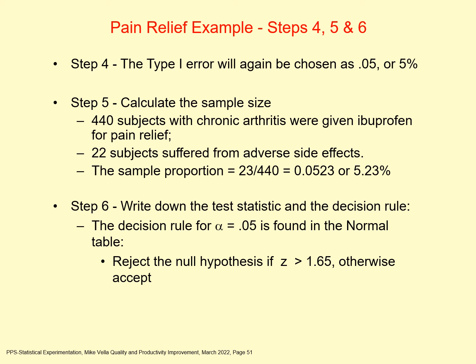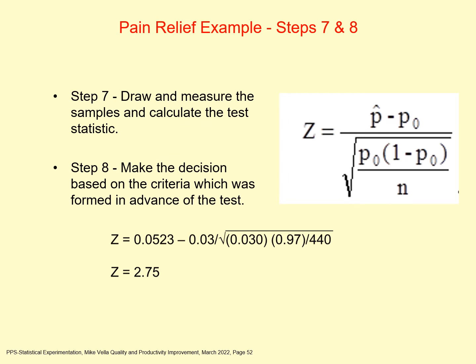So our decision rule for an error rate of 5% is found in the normal table. We've looked at that normal table before, and we find that we can reject the null hypothesis if z is greater than 1.65. Otherwise, we'll accept the null hypothesis. So on our pain relief example, steps 7 and 8. Step 7 is that we're going to draw and measure the samples and calculate the test statistics.